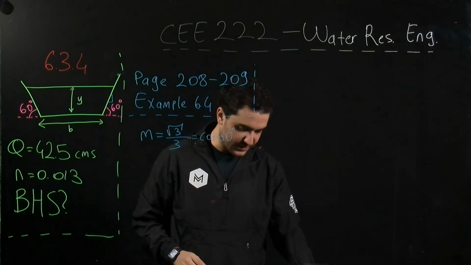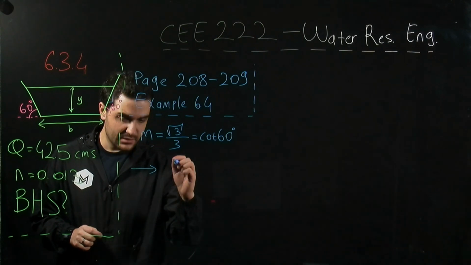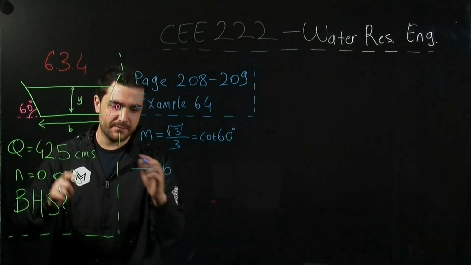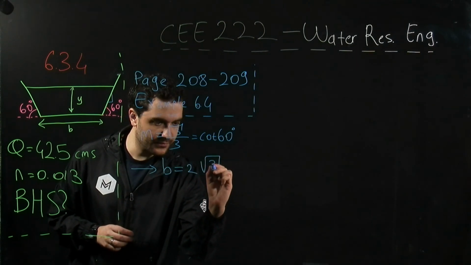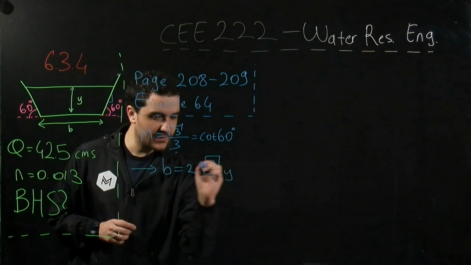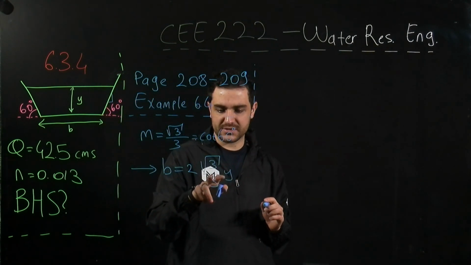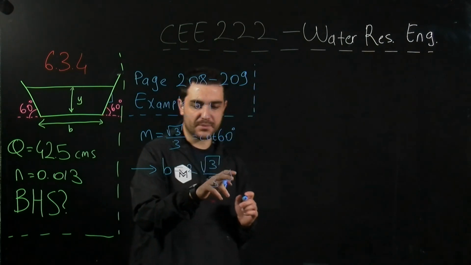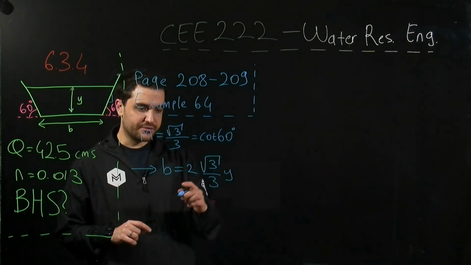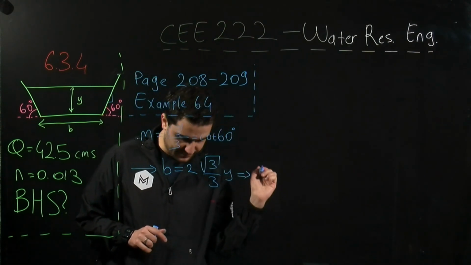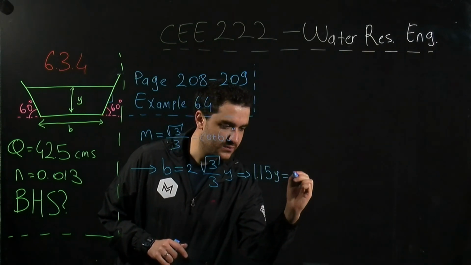So again, from the example, B, which is the width, is equal to 2 times square root of 3 over 3 multiplied by y, which is depth. So from here we can get 1.15y. This is equal to B.